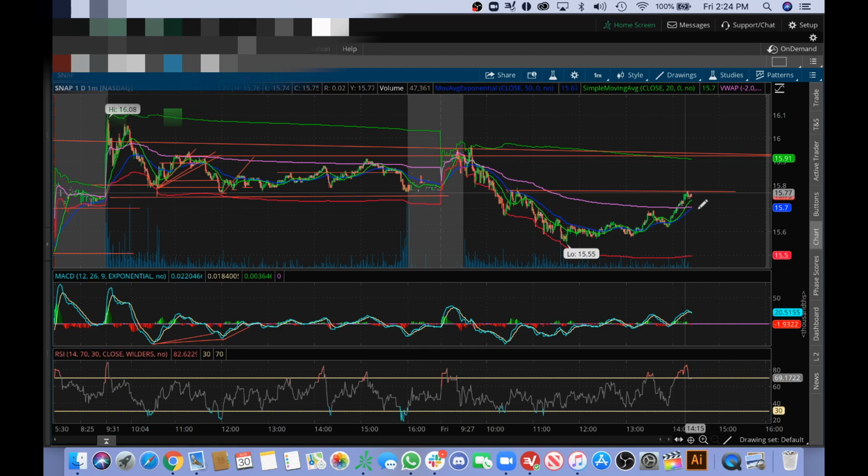Maybe it goes down to this previous resistance around 1569 and continues to bounce. If it bounces around 1569, I think it's safe to say that it'll start uptrending. But let's see how it plays out.